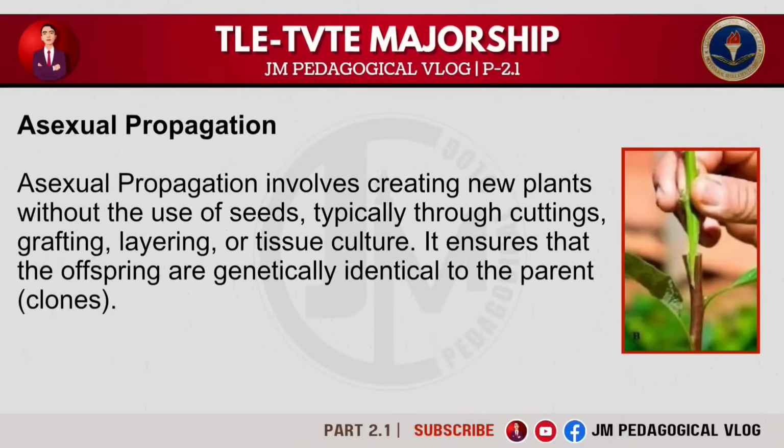Asexual propagation involves creating new plants without the use of seeds, typically through cuttings, grafting, layering, or tissue culture. It ensures that the offspring are genetically identical to the parent, clones.